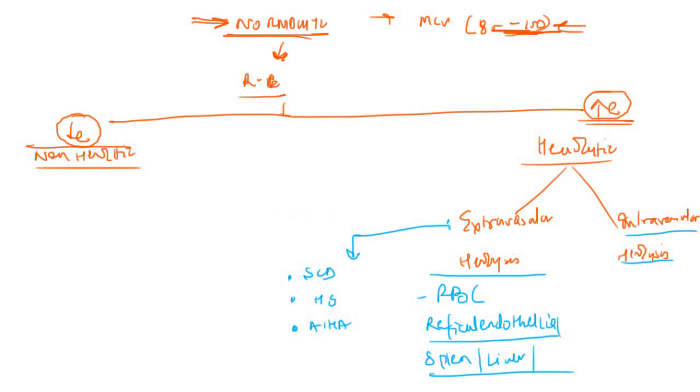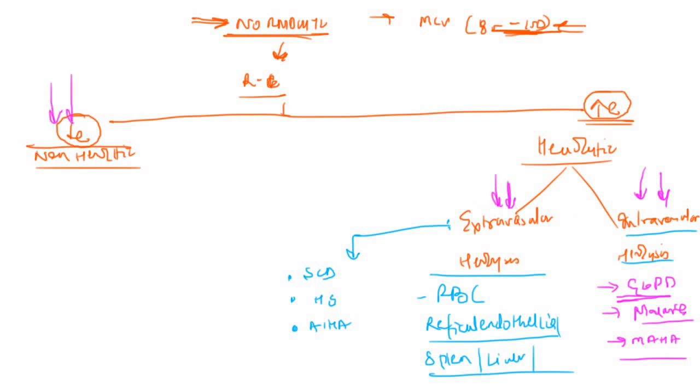So that is called intravascular hemolysis. The classical examples where intravascular hemolysis occurs include G6PD deficiency, malaria, and micro or macroangiopathic hemolytic anemia. So these are the examples where intravascular hemolysis occurs. So we have extravascular hemolysis and we have intravascular hemolysis.